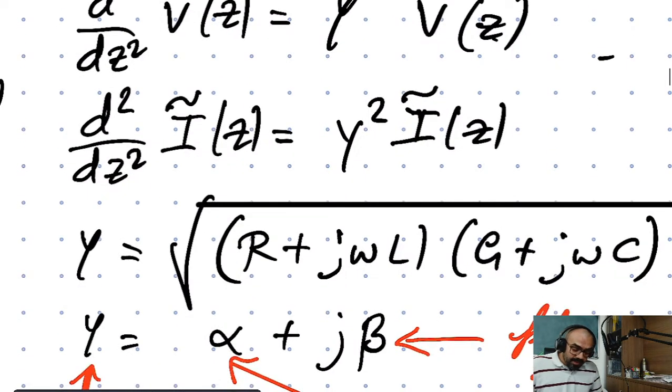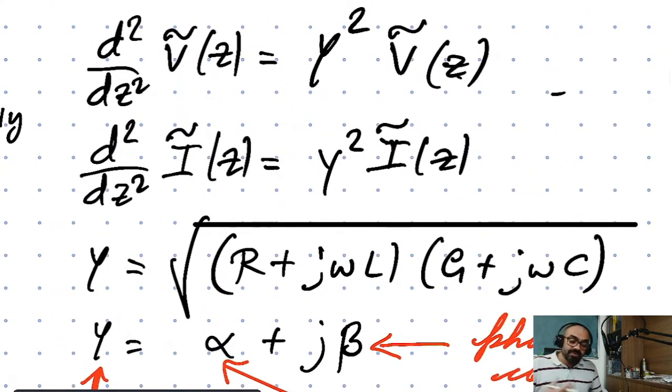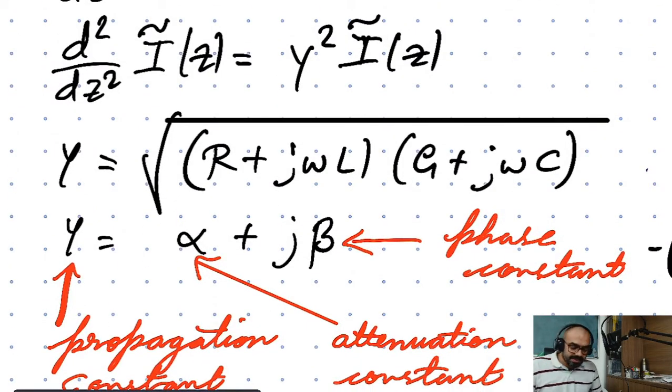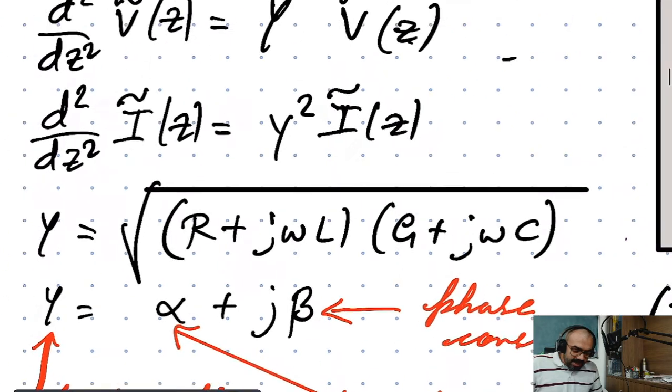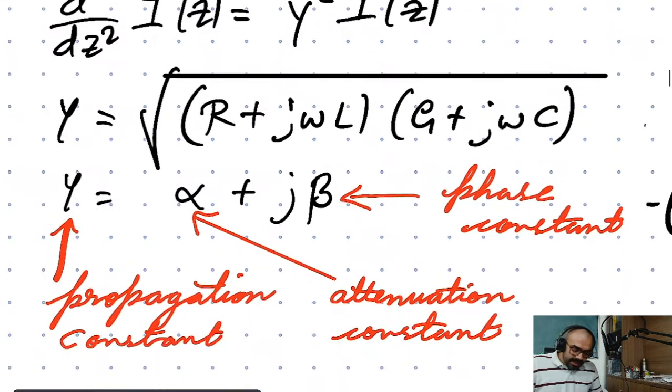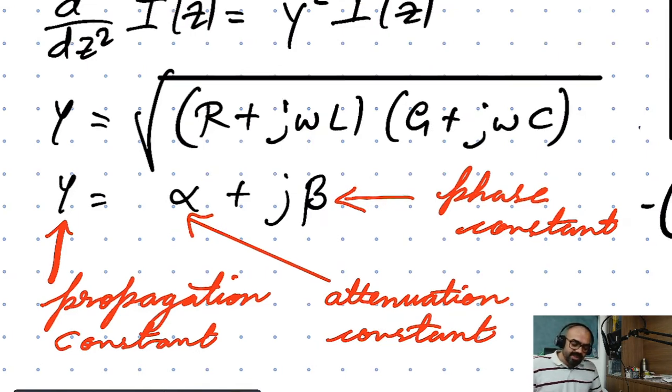Now, you can see that both the voltage and the current satisfy the exact same equation, and this actually turns out to be the wave equation, the time harmonic wave equation, if you will. And the parameter gamma includes all our RLGC parameters, and gamma is of course a complex number because you're taking the square root of a complex number. Gamma is usually called the propagation constant, and alpha is the attenuation constant, and beta is the phase constant.